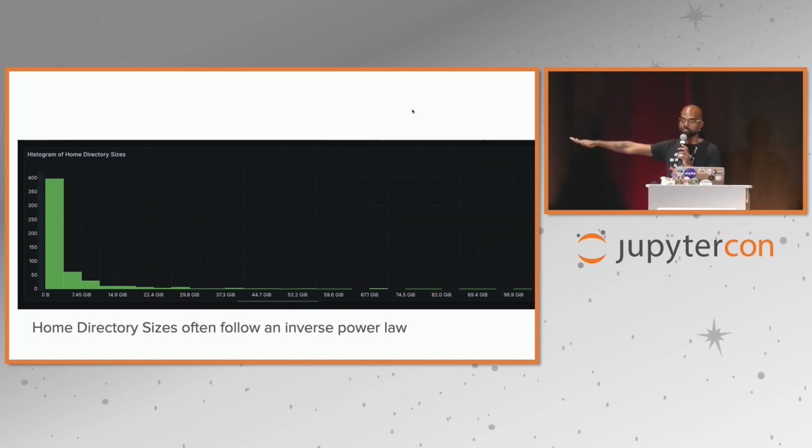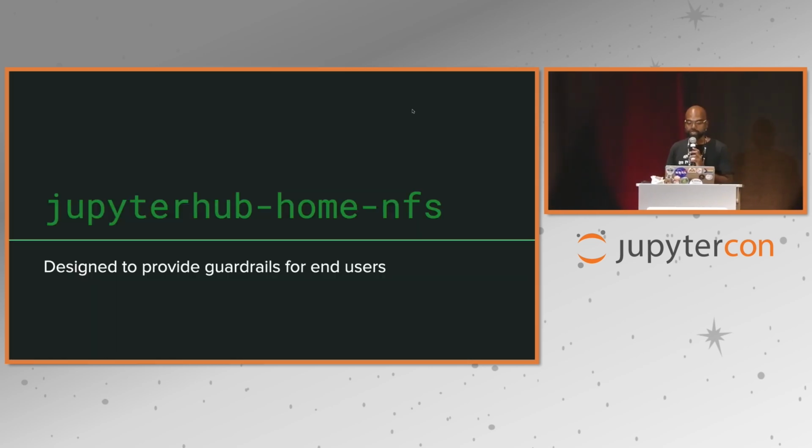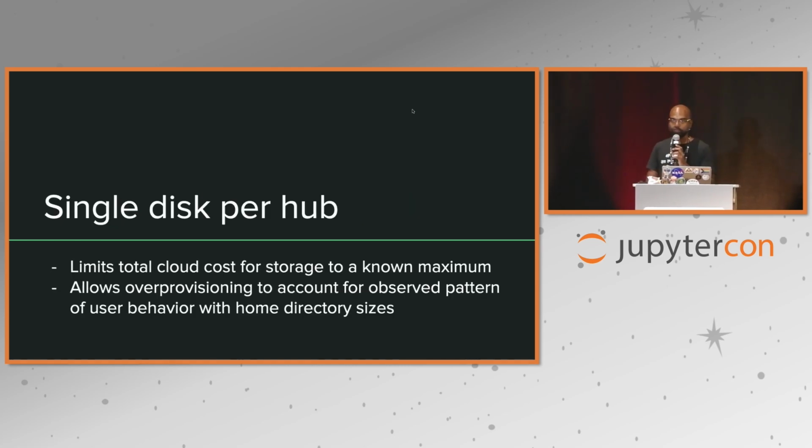And so this sort of inverse power law is very, very common across these sort of Jupyter hubs. And home-nfs is designed to give us guardrails to support this use case, while also making it really easy for admins to have predictable cost behavior. So we have one disk per hub instead of one disk per user. So this lets us limit the total cost per hub to a known number that's often pretty small. And it allows us to over-provision.